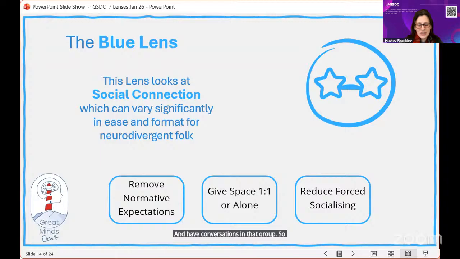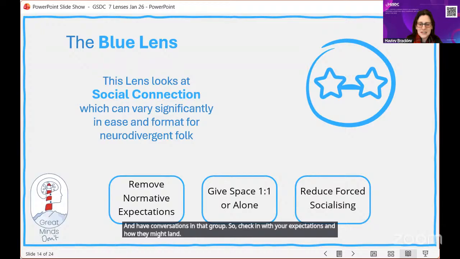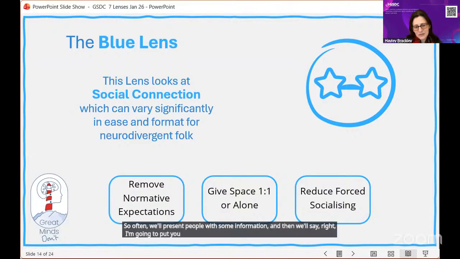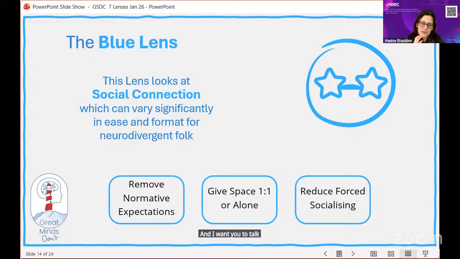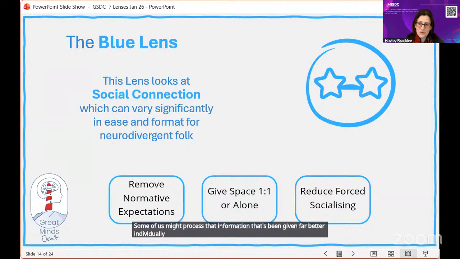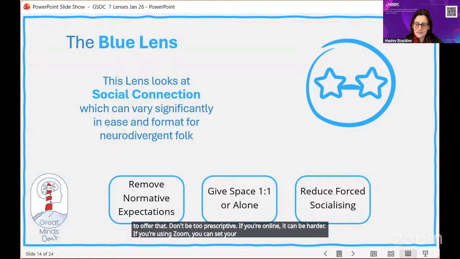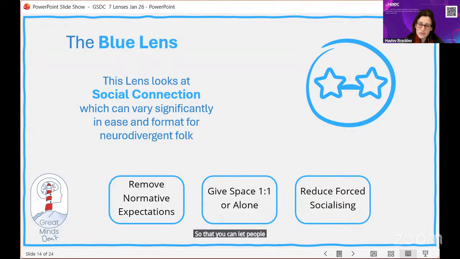So check in with your expectations and how they might land. Give people the space to have one-to-one time or alone time. So often we'll present people with some information and then we'll say, right, I'm going to put you into groups and I want you to talk with your group. Some of us might process that information that's been given far better individually or one-on-one. So offer that. Don't be too prescriptive. If you're online, it can be harder. If you're using Zoom, you can set your breakout rooms so that you can let people choose which room they want to go in.